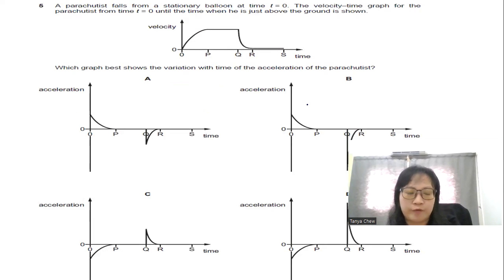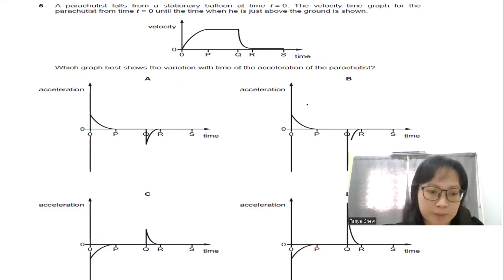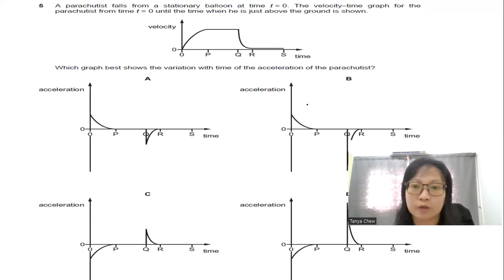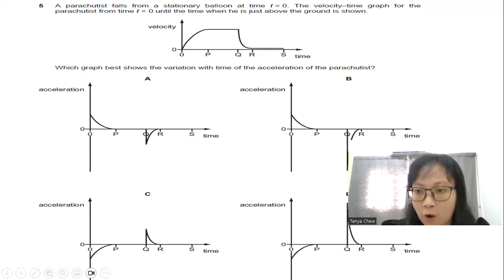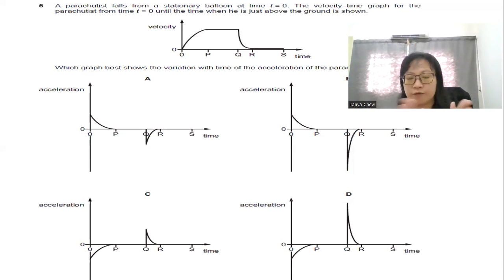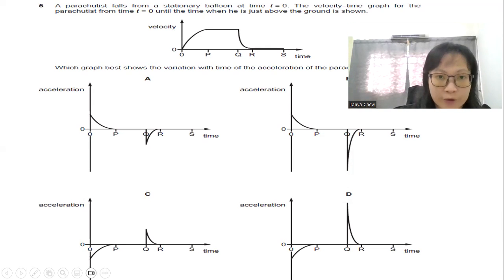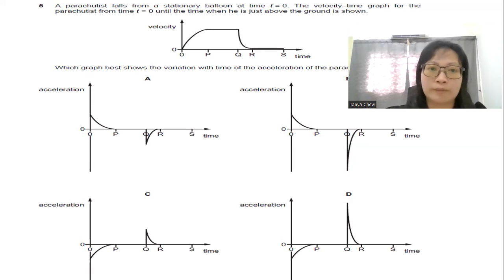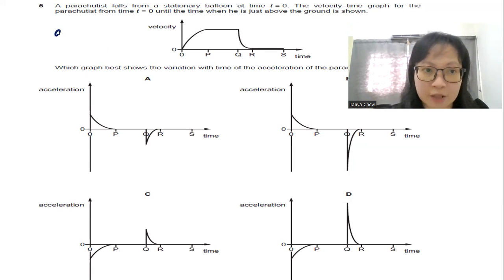The next question, question number 5. A parachutist falls from a stationary balloon at time t equals 0. Velocity time graph for the parachutist from time t equal to 0 until the time when he is just above the ground is shown. Which graph best shows the variation with time of the acceleration of the parachutist? First of all, when you see this type of graph, and this is a velocity time graph, you have to link to the acceleration. How do we find acceleration from the velocity time graph? Very easy. Acceleration can be calculated from the gradient of the graph.